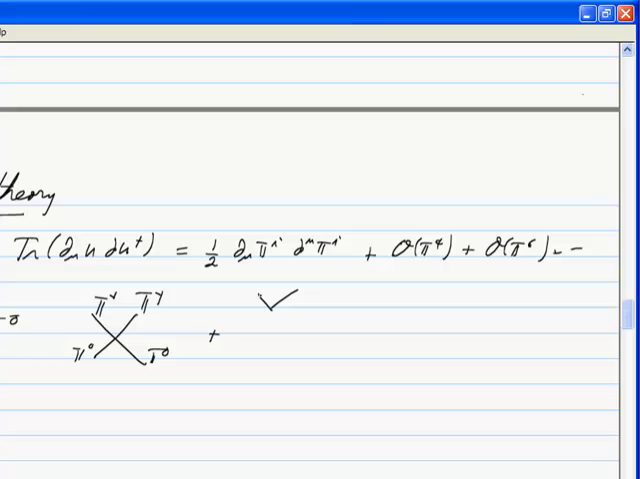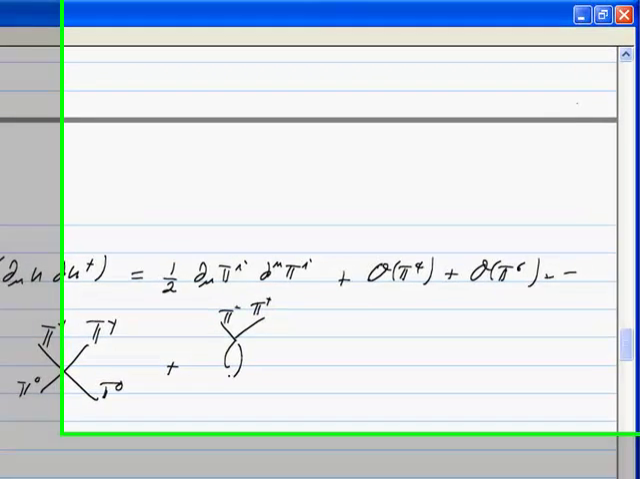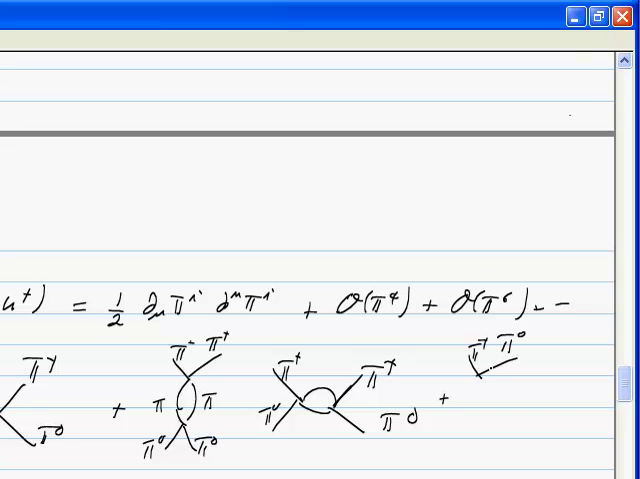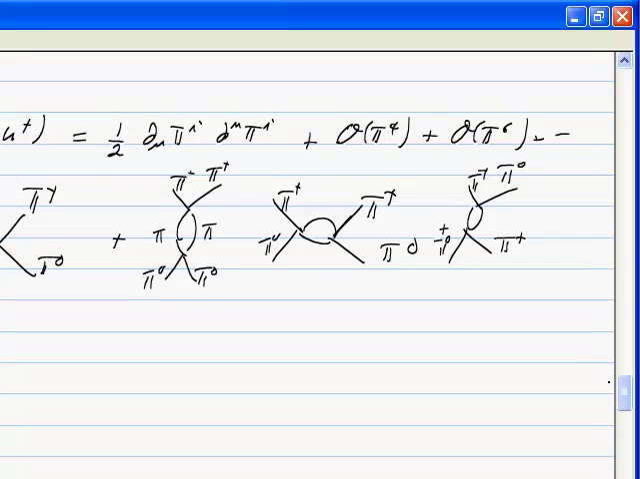We're going to add to that diagrams that look like this, where these are pions in here. There'll be diagrams that look like that, etc. There's also a diagram where π⁺ comes in up here, π⁰ comes out there, π⁰ comes in here, π⁺ comes out down there. Those are all the same loop integrals.